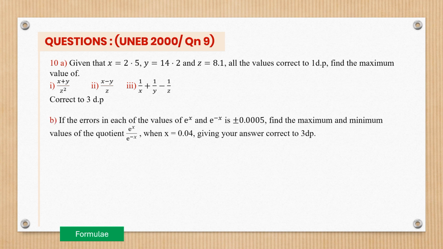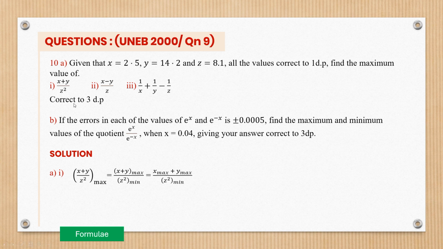Now part B, we've been told that if the errors in each of the values of e to the x and e to the minus x is that, find the maximum and minimum values of the quotient e to the x over e to the minus x when x is equal to 0.04, giving your answer correct to 3 decimal places. Now, first of all, we're going to solve for those values at the beginning.